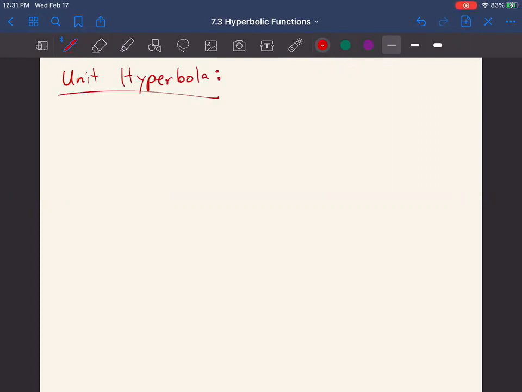Now, with the unit circle, we looked at the collection of all points such that x squared plus y squared equaled 1, and that gave us a circle. We were always the exact same distance away. Here, what we're going to look at is x squared minus y squared is always equal to 1.